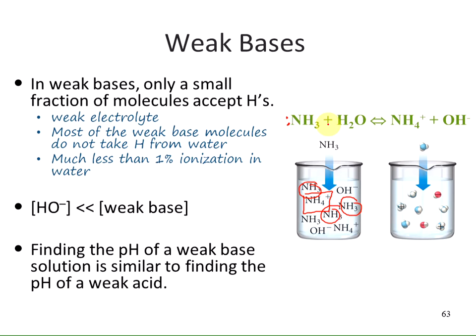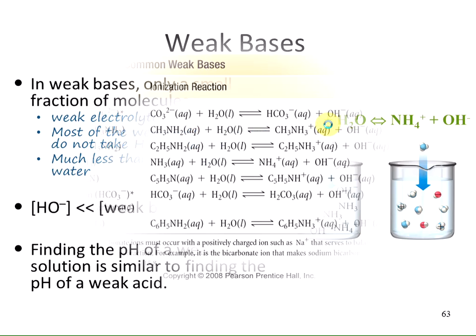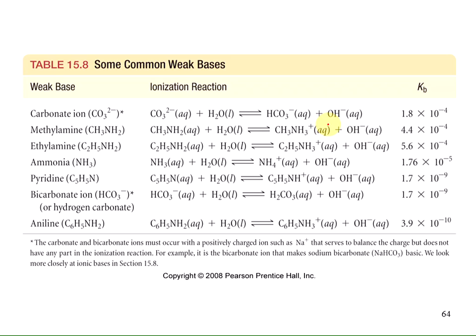Now finding the pH of a weak base solution is very similar to finding the pH of a weak acid. And just like there are Kas already known for the weak acids, there are Kbs known and published for many of the weak bases. Remember, the Kb is the equilibrium constant for the ionization of that base.